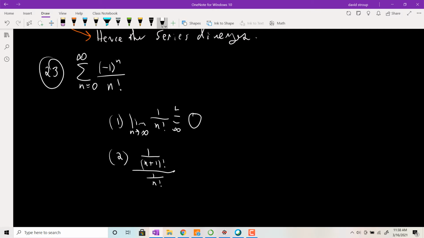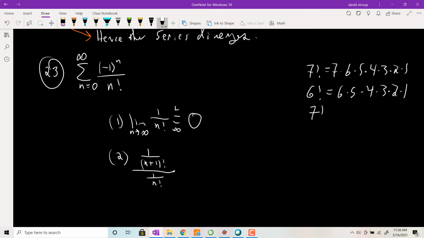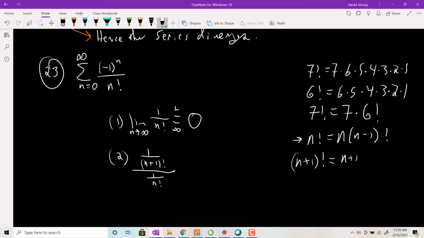These factorial terms kind of have recursive definitions. So what is a factorial? 7 factorial is 7 times 6 times 5 times 4 times 3 times 2 times 1, right? 6 factorial is 6 times 5 times 4 times 3 times 2 times 1. In other words, 7 factorial is actually equal to 7 times 6 factorial. And in general, n factorial is equal to n times n minus 1 factorial. So if you have n plus 1 factorial, substituting n plus 1 everywhere, you get n plus 1 times n plus 1 minus 1, which is n factorial.